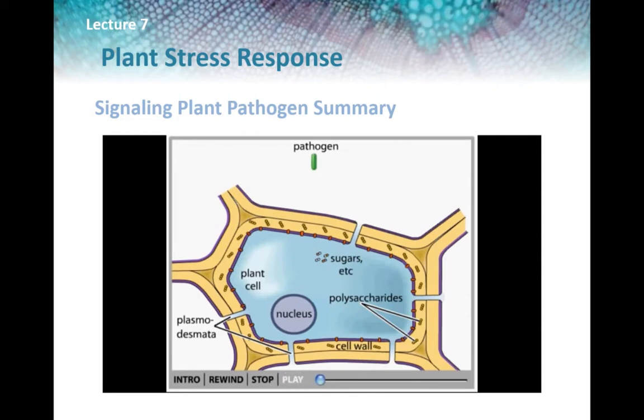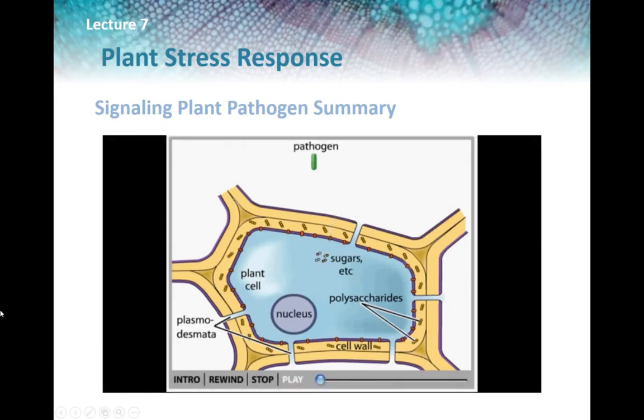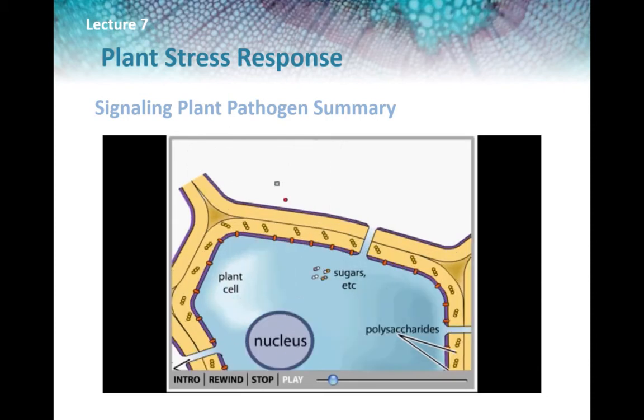Plants and pathogens have co-evolved such that pathogens can recognize plants by the sugars and other molecules they produce. Plants, in turn, can recognize pathogens by the molecules they produce. The ability to recognize pathogens allows plants to activate defense systems that can prevent widespread infection.